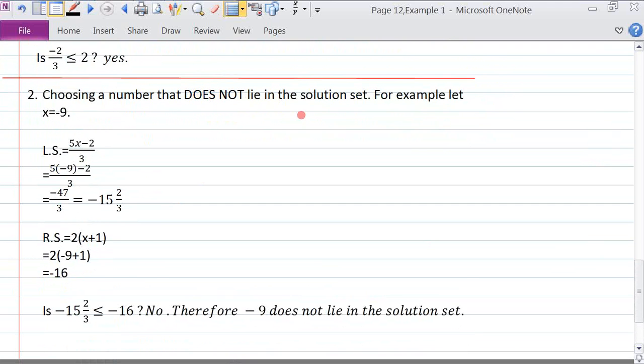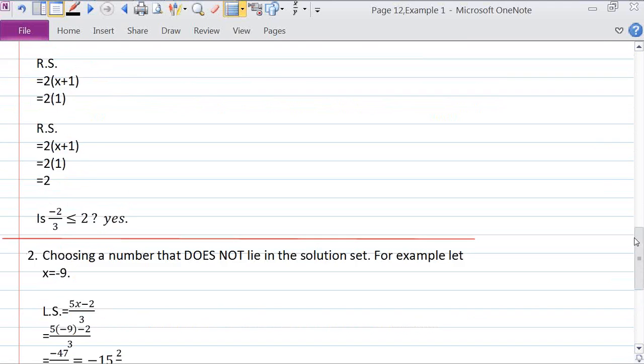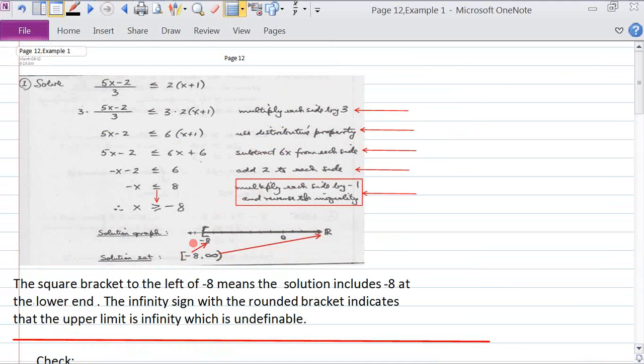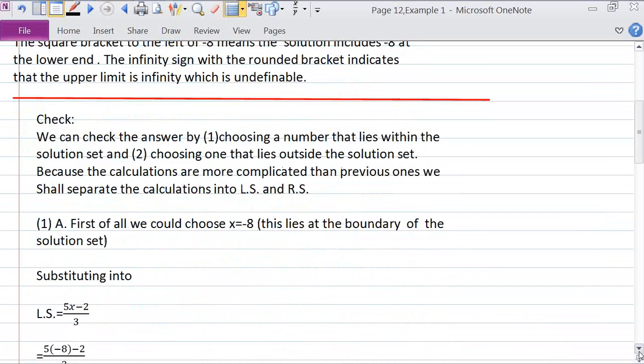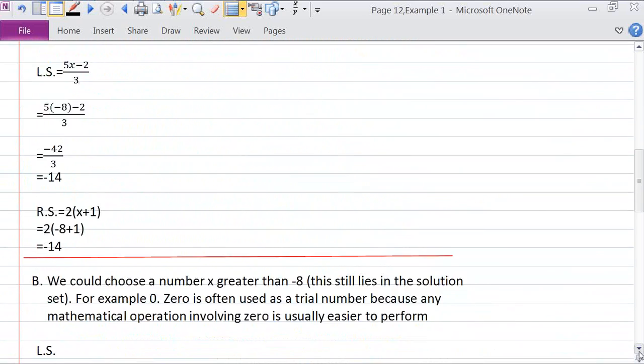Now we're going to choose a number that doesn't lie in the solution set. How do we do that? We go back and we see right over here, this doesn't lie within the solution set. So we're going to choose minus 9.